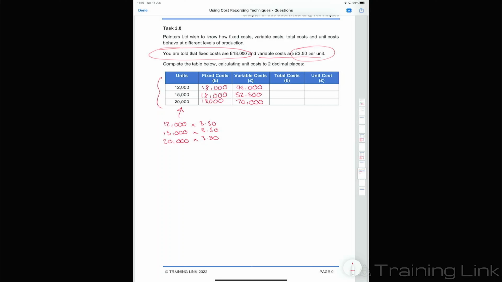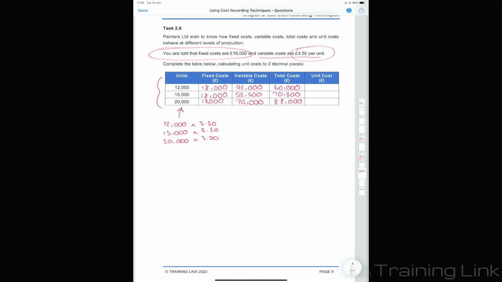Okay, we can then add our fixed and variable costs together to get a total cost. So it will be 60,000 for 12,000 units. The total cost will be 70,500 for 15,000 units, and then for 20,000 units the total cost will be £88,000.